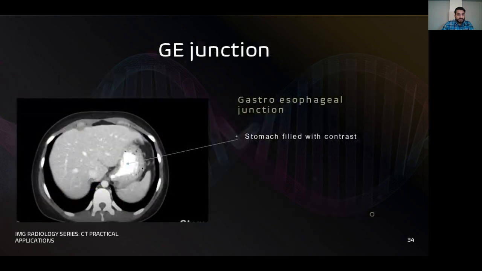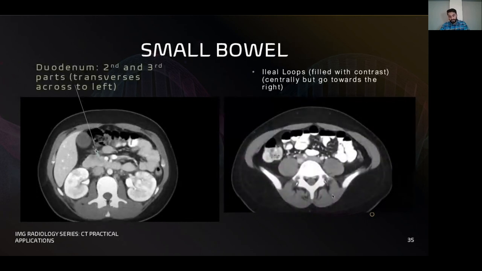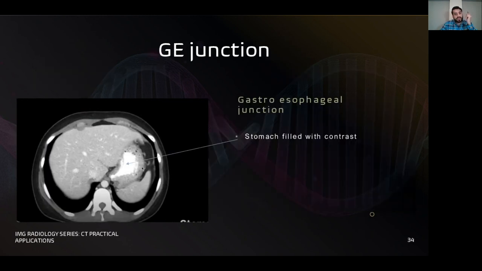So this is your stomach full of contrast, essentially, and this is where we can see the gastroesophageal junction around this region here. So as I said, this is full of contrast. Here's your spleen and your liver. One thing I forgot to point out, the stomach, this is referred to as the greater curvature, and this is the lesser curvature, essentially. So just a bit of anatomy to go through.